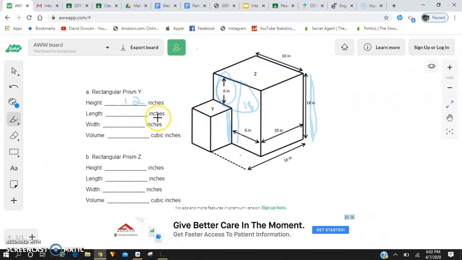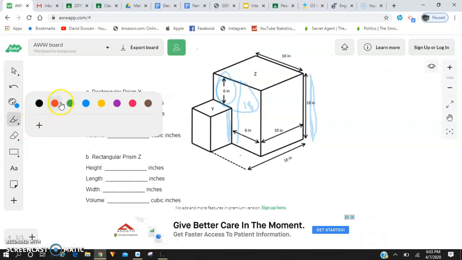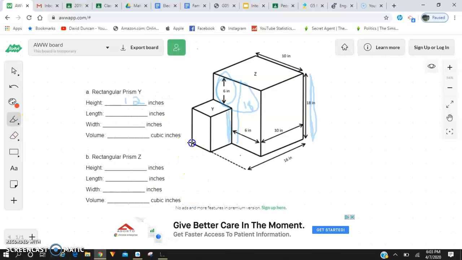Now I'm going to look for the length. I'm going to change colors so we can see the difference. I'm looking at right here for length. So again, I'm going to look at the length of prism Z. Prism Z's length is 10 inches. So if it's 10 inches right here, I know it's also going to be 10 inches right here. Okay?